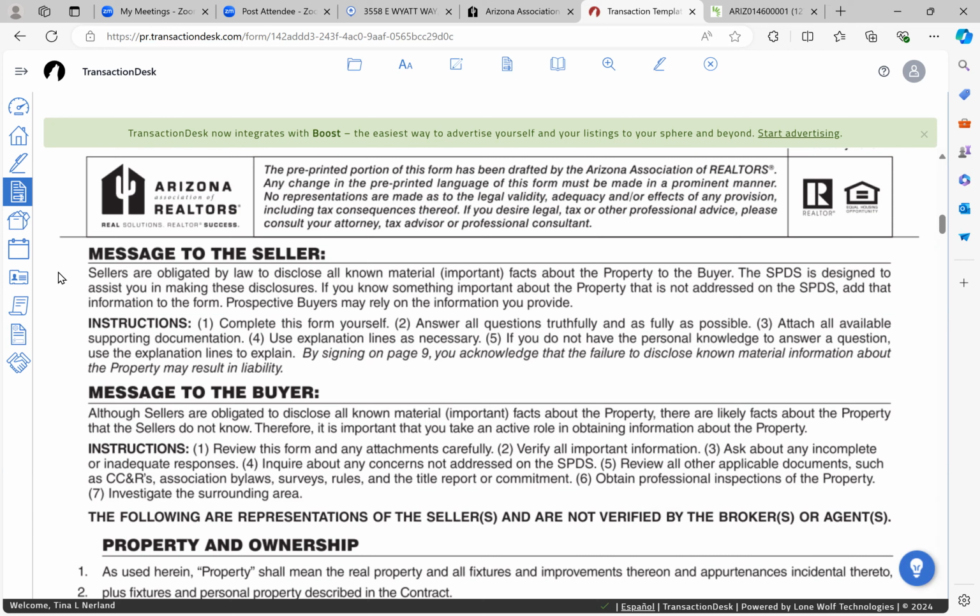Instructions: complete this form yourself. Answer all questions truthfully and as fully as possible. Attach all available supporting documentation. Use explanation lines as necessary.